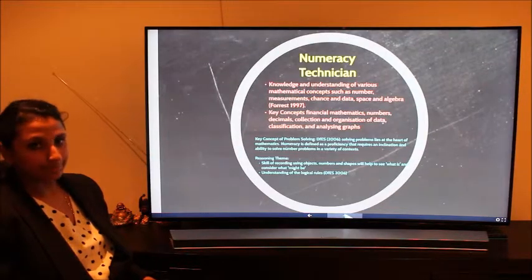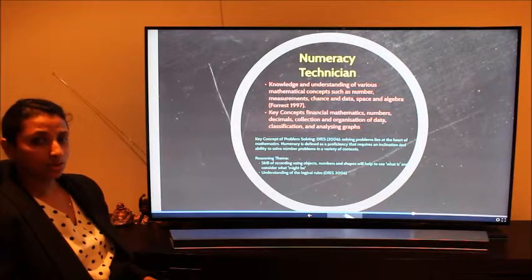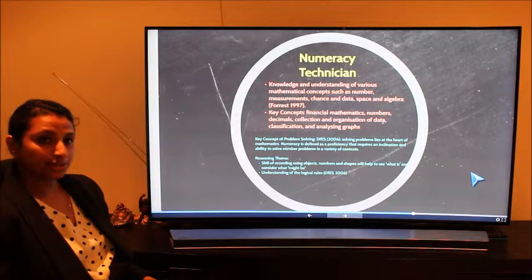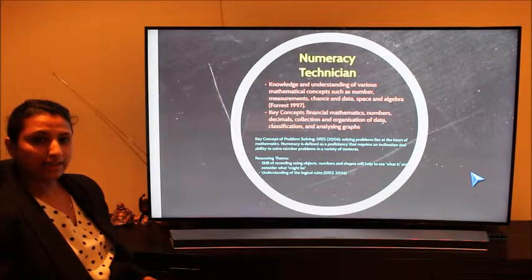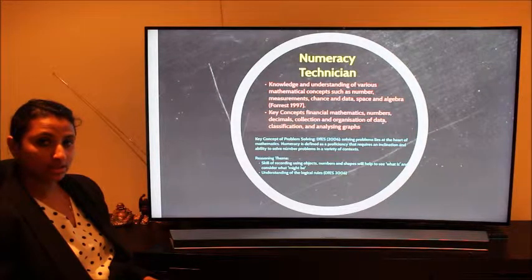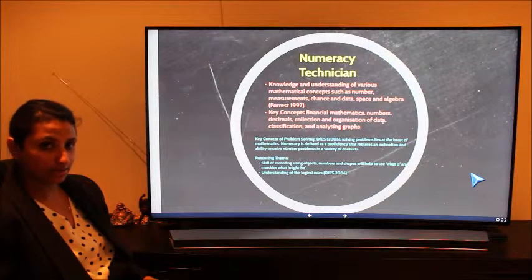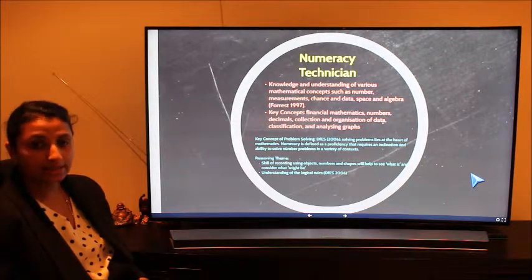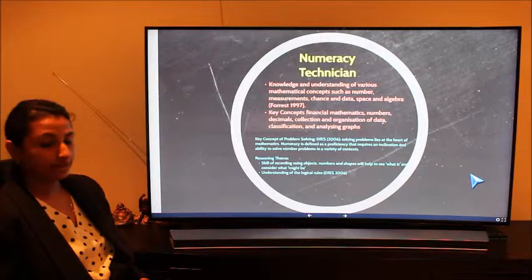Numeracy technician. The role of numeracy technician involves the knowledge and understanding of various mathematical concepts such as number, measurements, chance and data, space, algebra, and the main concepts that underpin the investigation include financial mathematics, numbers, decimals, collection and organization of data, classification and analyzing of graphs. The key aspect used here is problem solving with the mathematical knowledge as stated in the FS 2006.